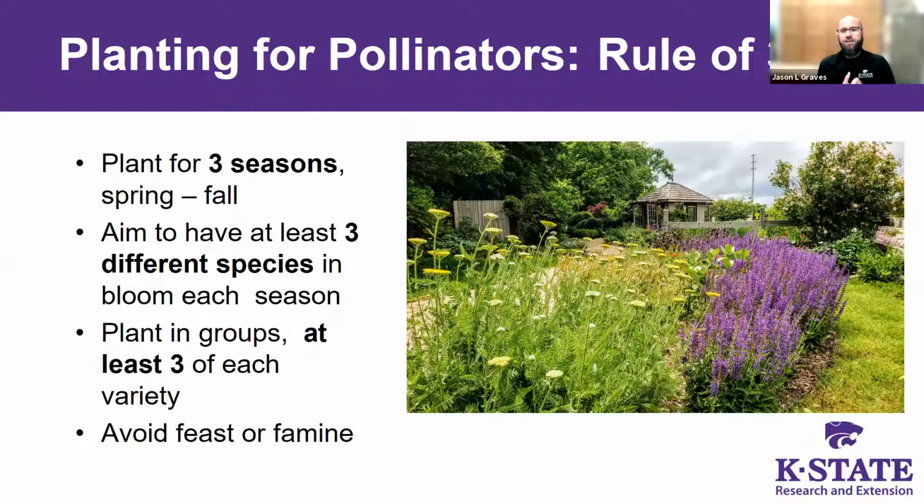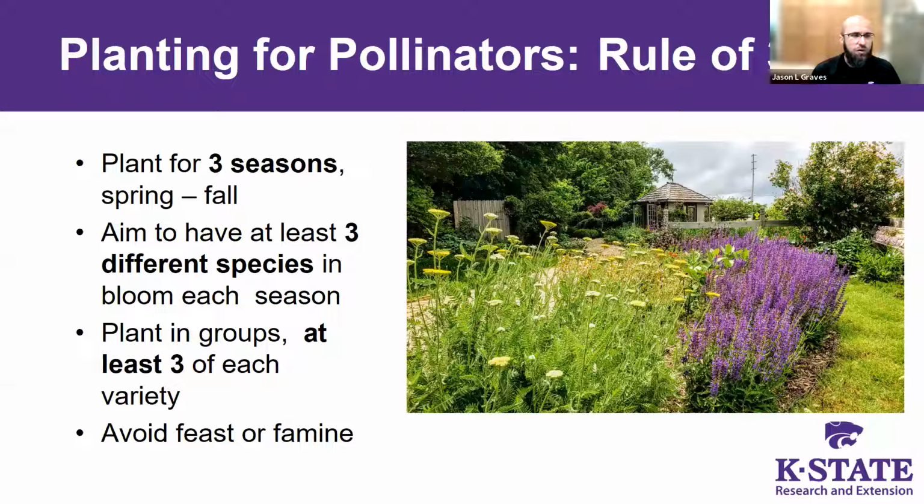Okay, so planting for pollinators. I'm not going to develop too much. I want to get to some plants here, so we're going to have to speed along. But I like to highlight the rule of 3 when we talk about planting for pollinators because it's just easy to remember. And so what we can highlight is that we can plant for all 3 seasons. Like we said, nectar and pollen available season long in our pollinator habitat.